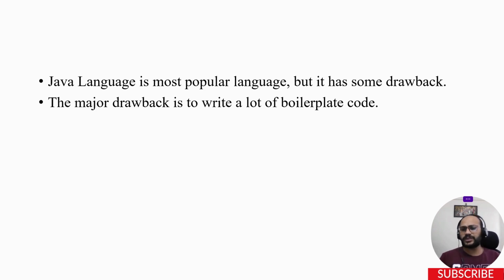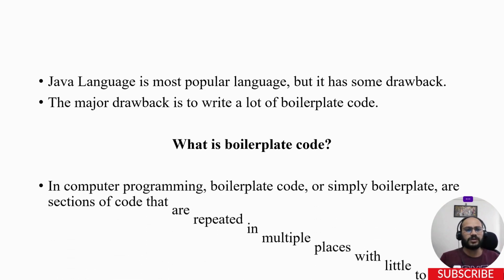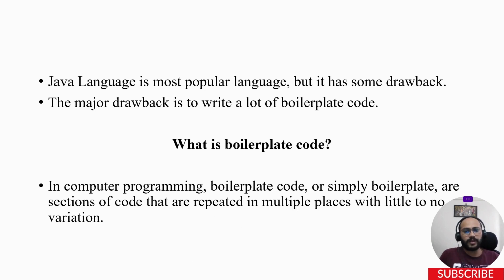Now, 100% you might have a question: what is meant by boilerplate code? In computer programming, boilerplate code, or simply boilerplate, refers to sections of code that are repeated in multiple places with little or no variation. Boilerplate code is code that we write again and again.